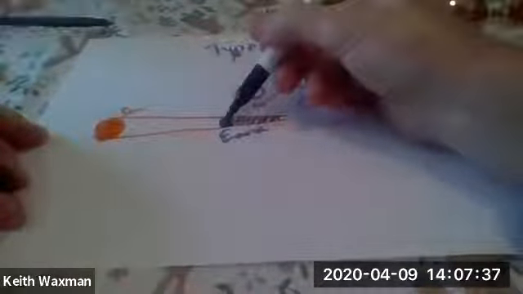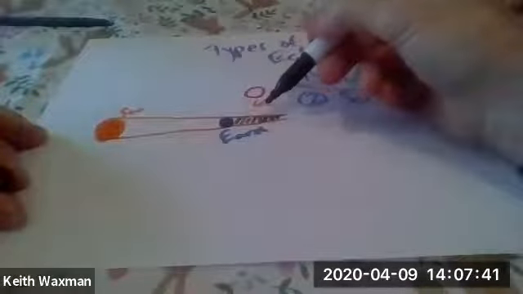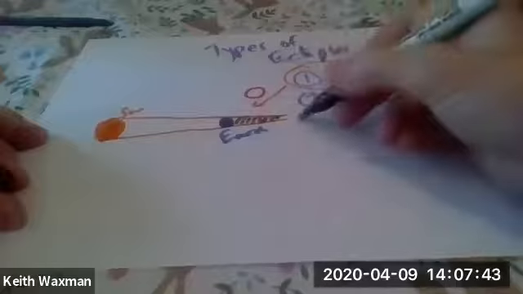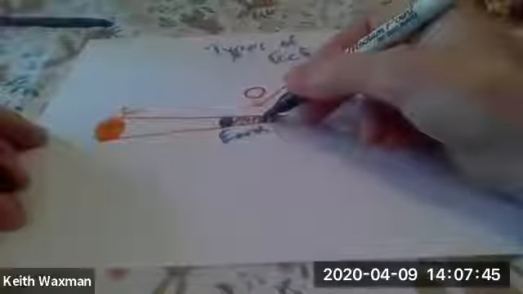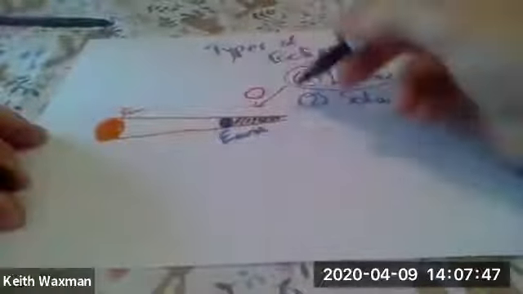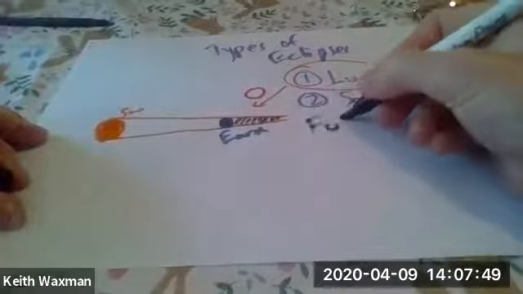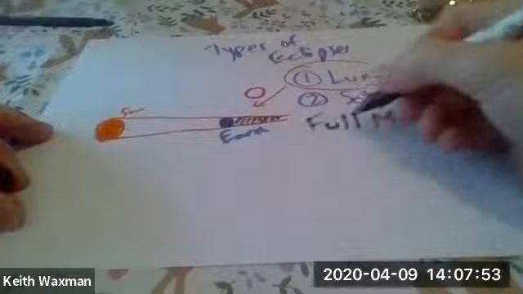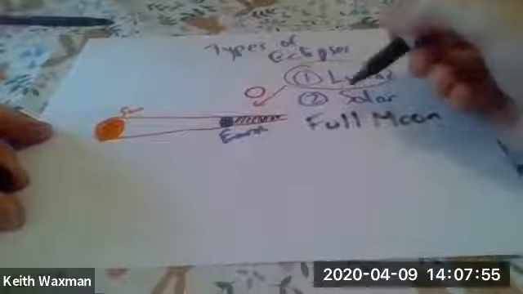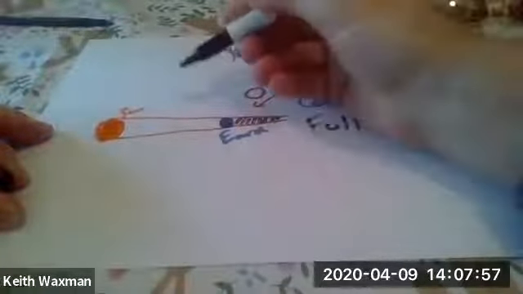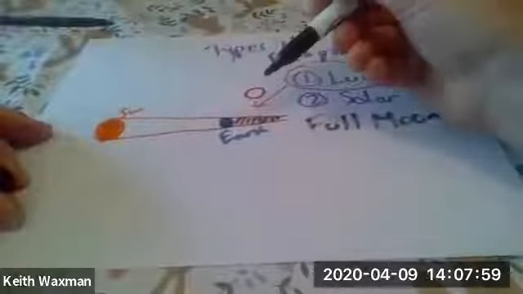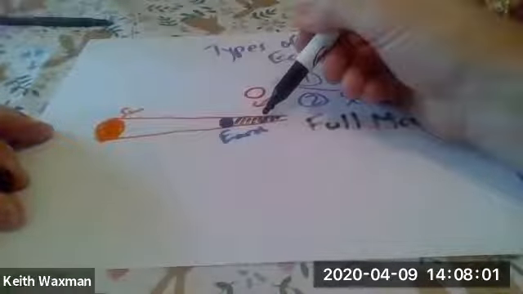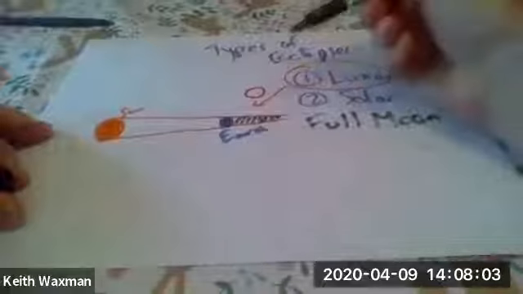You have to have the Earth between the sun and the moon. Which means that the moon must be, what phase of the moon is it, if it's opposite the sun? Opposite the sun, you have to have a full moon. Full moon to have a lunar eclipse. It's when the Earth is between the sun and the moon, and the moon is in Earth's shadow.